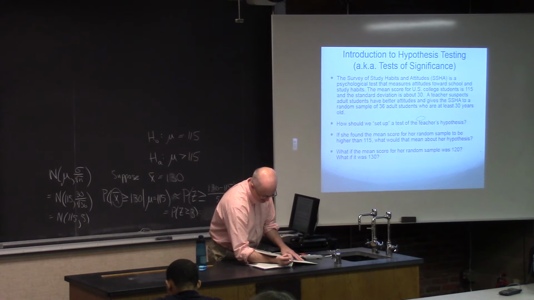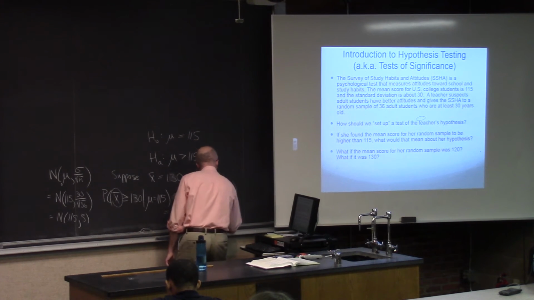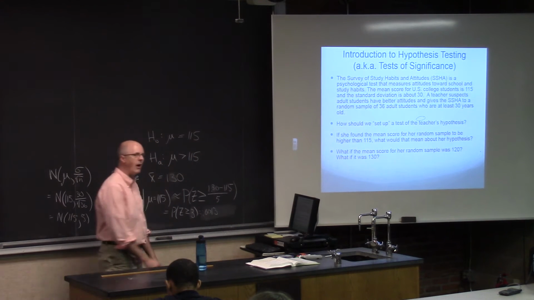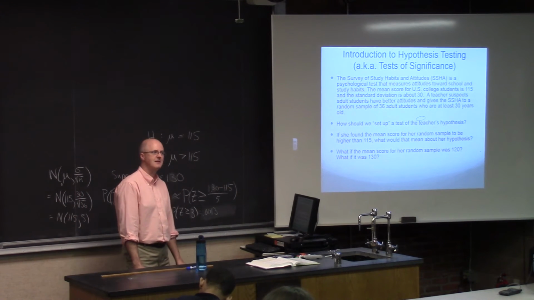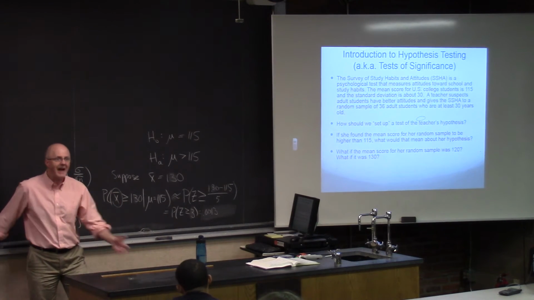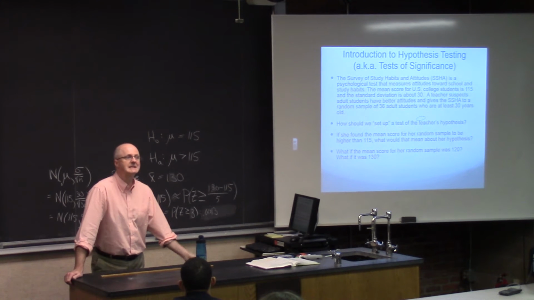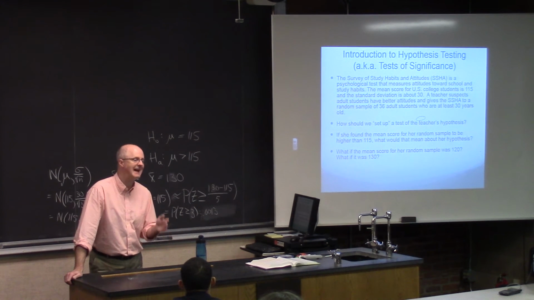One minus 0.9987, about 0.0013, 0.13%. Very, very small. That's strong evidence against the null, and we would reject the null. This is statistically significant evidence against the null.